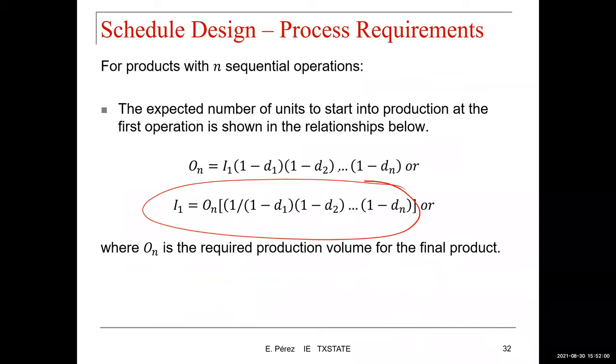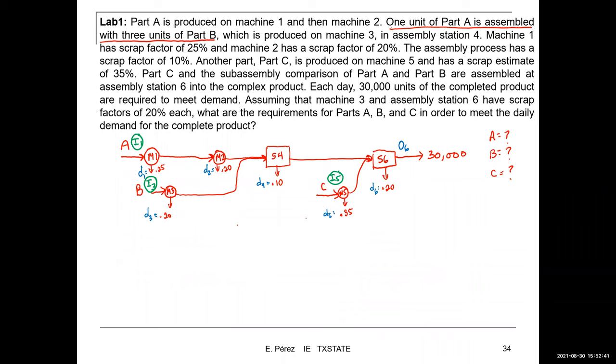So if you remember also that I pointed out in class that if you only have parts in machines in sequence and you want to know the input, you can use this equation, which is the value for the output. In this case, N is going to be 6 in our problem. And then you're going to divide that by the multiplication of 1 minus the defective rates that are applied to these sequence of machines. So that's what I'm gonna do. I'm gonna use this equation to find I1.